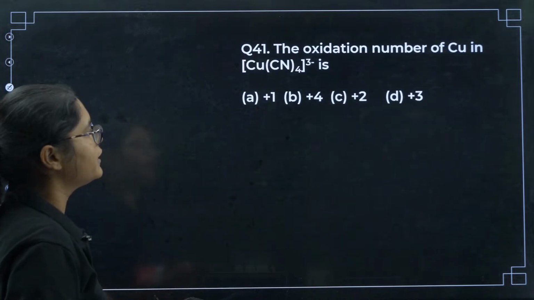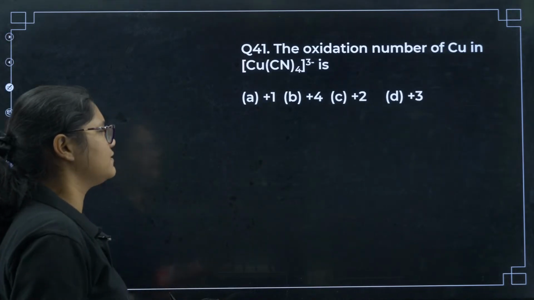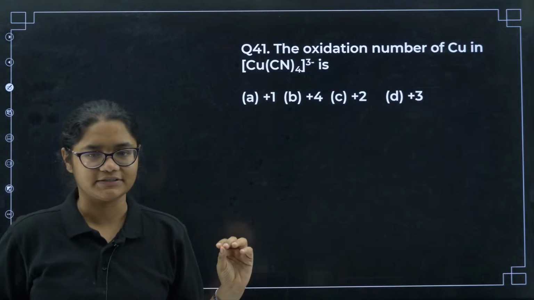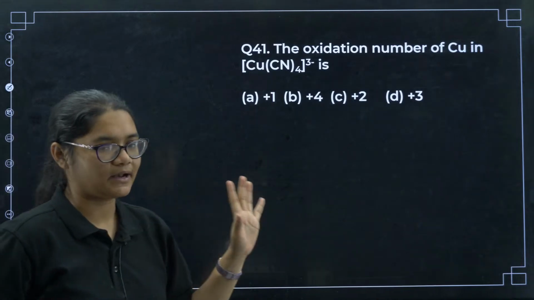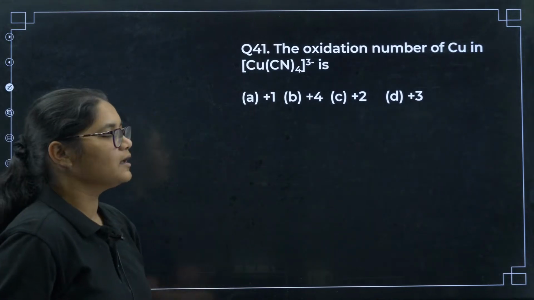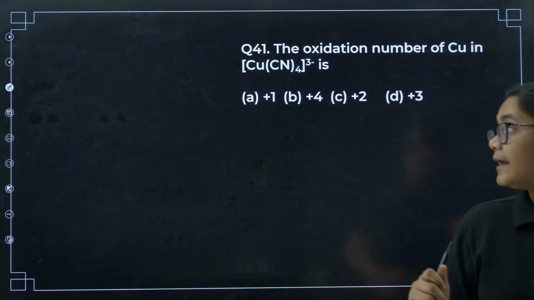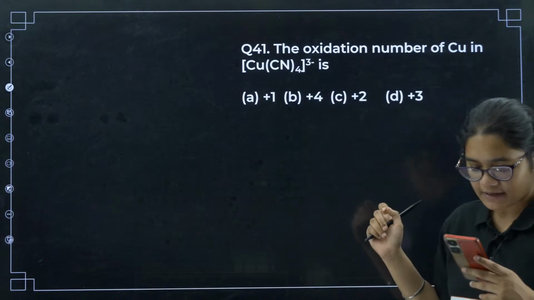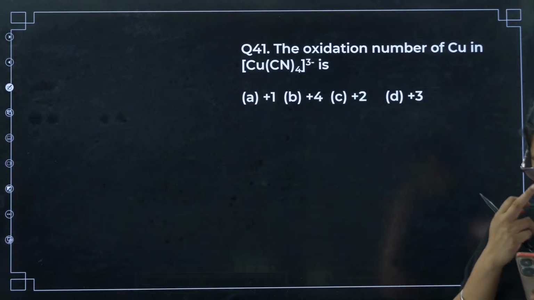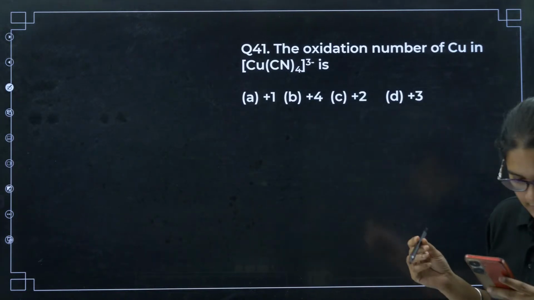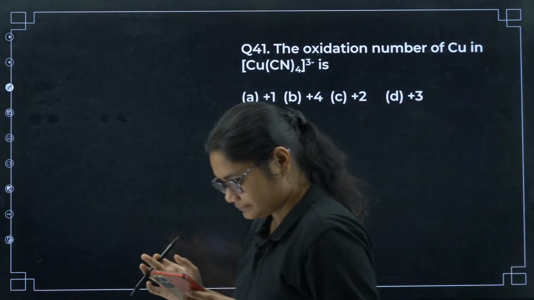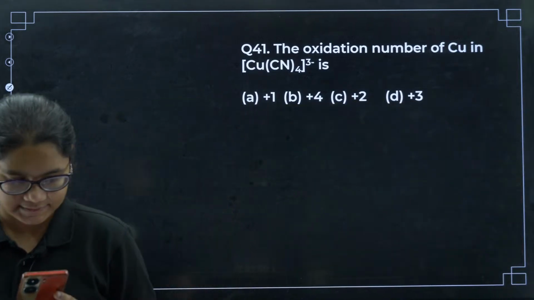Next, the oxidation number of copper in the following compound. Very easy question. Just you have to calculate without pen and paper. I want all of you to do it and answer me the oxidation number. So is it +1, +4, +2 or +3? Yes, quick students.